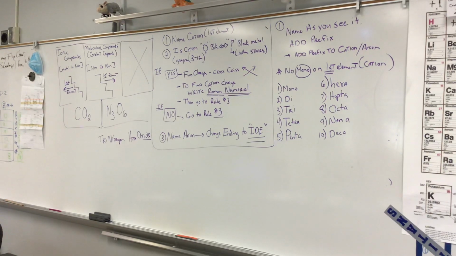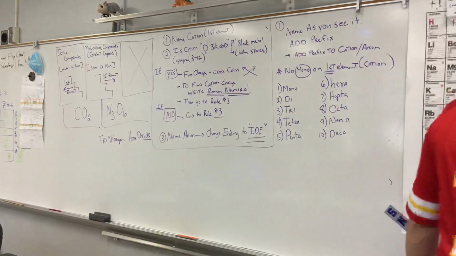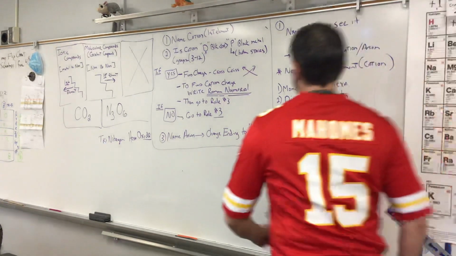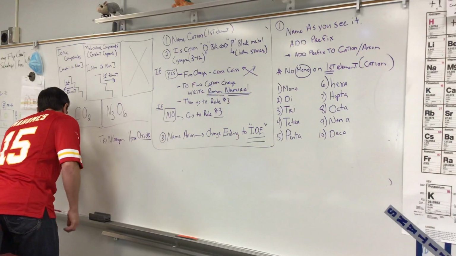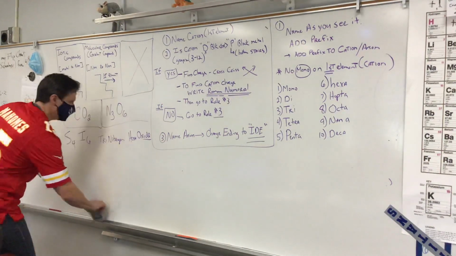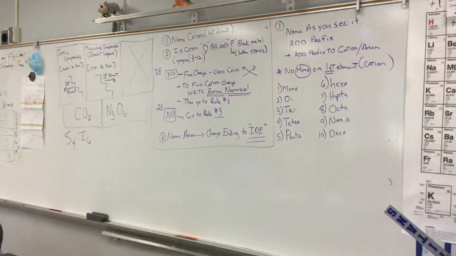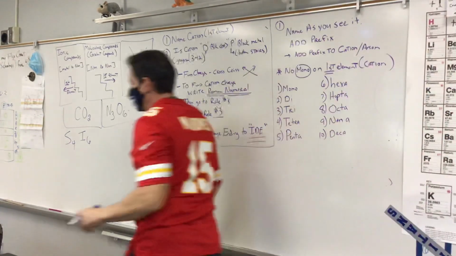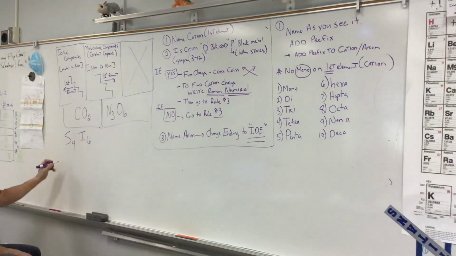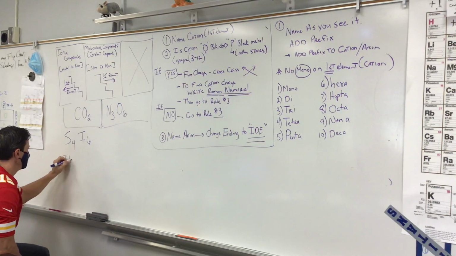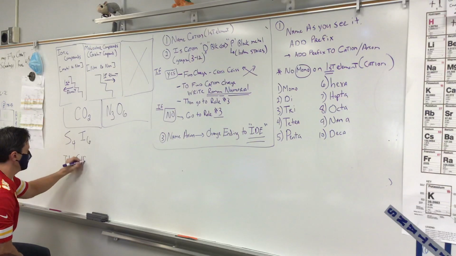Okay? Let's do one more since we're so fast. Let's do this. S4I6. Okay, same thing. S is on this side. There it is, sulfur. This side of the stair step. Name it and put the prefix that's corresponding. So there's a 4, so what's the prefix for 4? Tetra, like the game Tetris, tetra. Tetra-sulfur. That's the name of the compound.